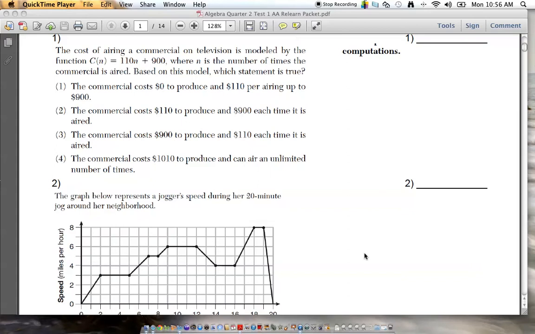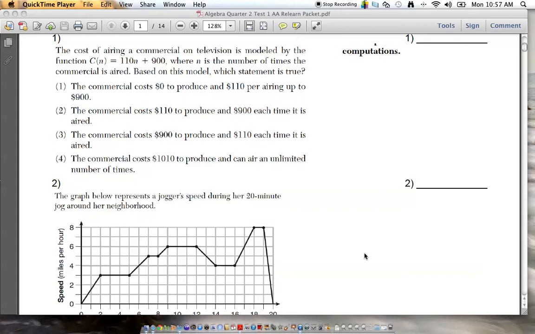The first question, the cost of airing a commercial on television is modeled by this function. The cost of N commercials, C of N, is 110N plus 900, where N is the number of times the commercial is aired. Based on this model, which statement is true? The commercial costs $0 to produce and $110 per airing up to $900. The commercial costs $110 to produce and $900 each time it's aired. Well, remember, N is the number of times that it's aired. The commercial costs $900 to produce and $110 each time it's aired. That's the right answer. And choice 4, $1010 to produce and can air it an unlimited amount of times.